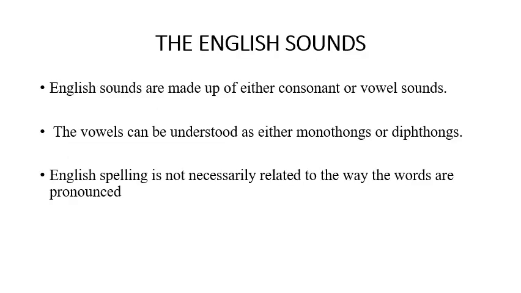The English sounds. English sounds are made up of either consonants or vowel sounds, and the vowels can be understood as either monophthongs or diphthongs. Monophthongs, as explained, are vowel sounds that are single or in one, while diphthongs are English vowels that are in two, or double. English spelling is not necessarily related to the way the words are pronounced.